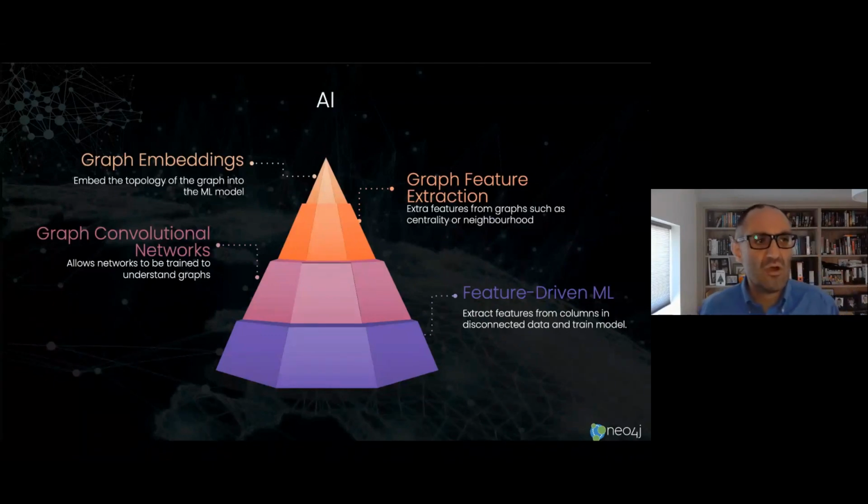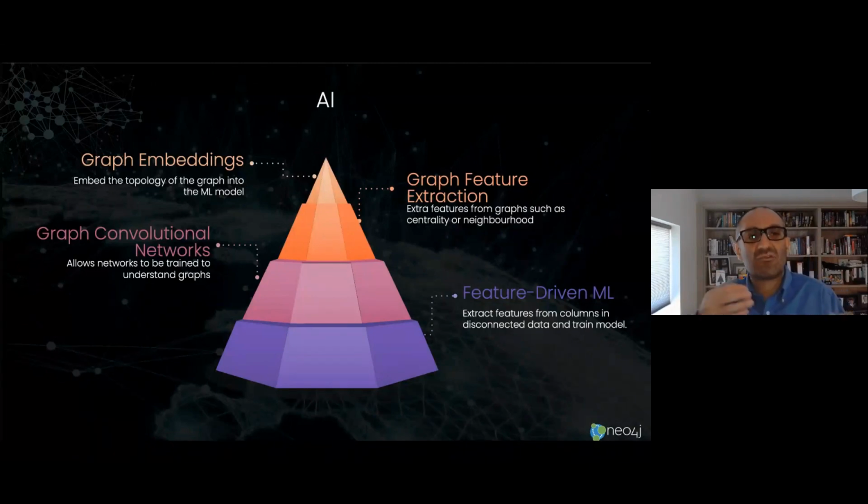But what I think is more interesting is when we start to think about not embedding just these discrete columns as features, but when we start to think about using the graph itself as input to the ML model. And this is enabled by a few techniques out there in the ML world. We have graph convolutional networks, or graph networks, which allow networks to be trained to understand the topology of graphs, which is something that's fundamentally important.